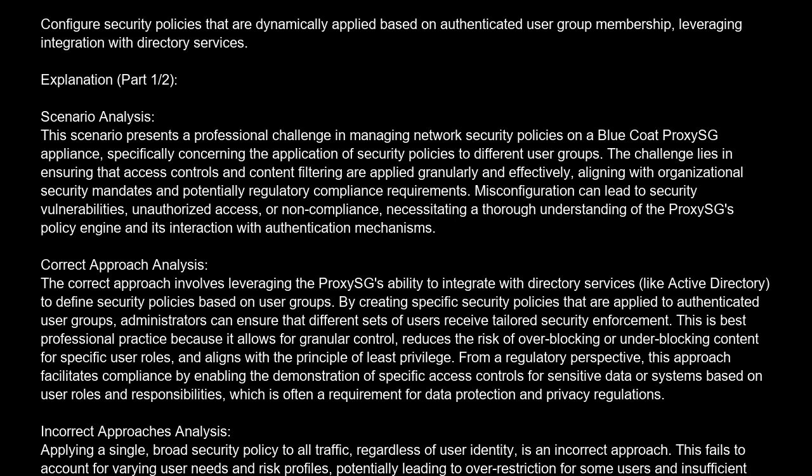From a regulatory perspective, this approach facilitates compliance by enabling the demonstration of specific access controls for sensitive data or systems based on user roles and responsibilities, which is often a requirement for data protection and privacy regulations.